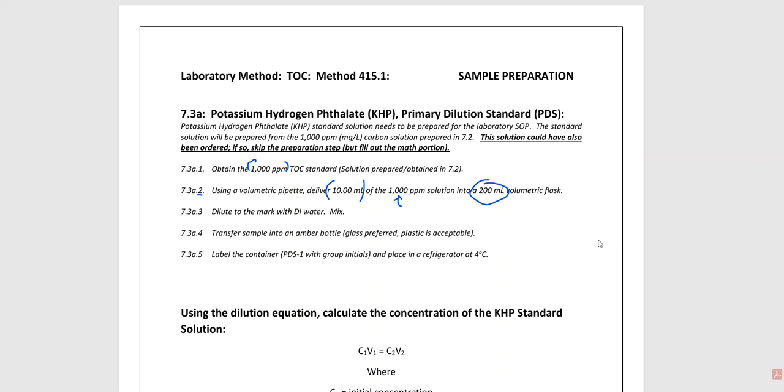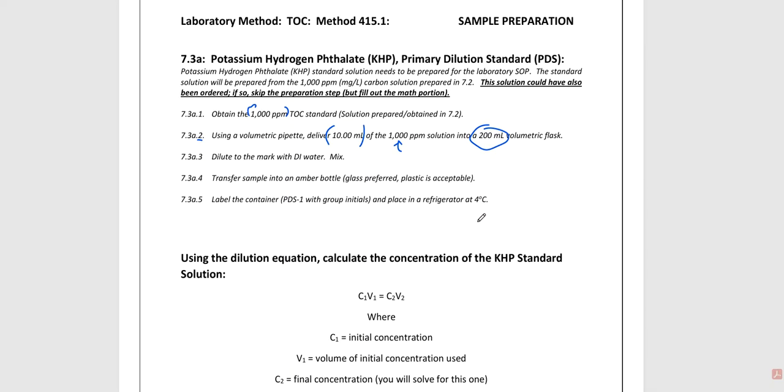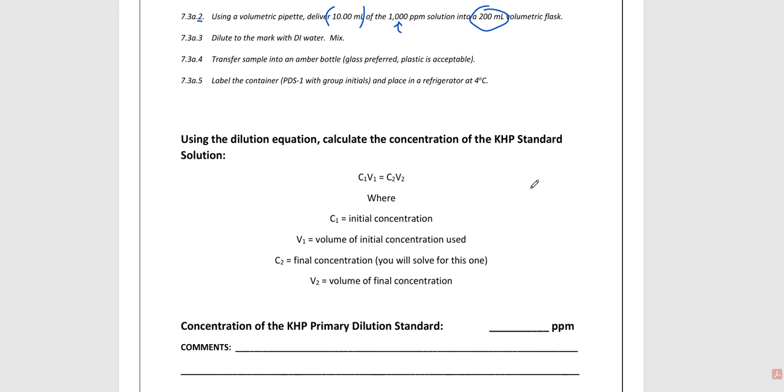And then step 5 says label it as PDS-1 with your group initials and put it in the refrigerator at 4 degrees. So preservation, again, is very important. Using the dilution equation, it says calculate the concentration that you have just made. So here's a hint. Here's the dilution equation. If you are not in CTC 150, that's not a big deal. We'll walk through the motions right now.